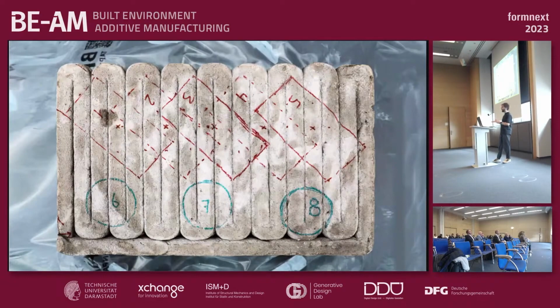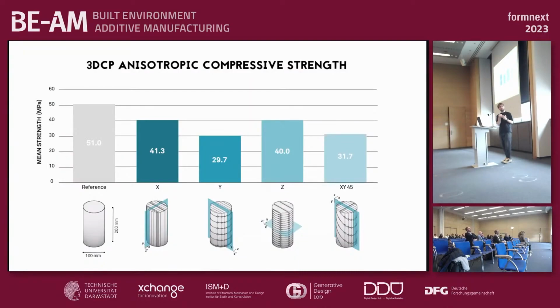series investigated the influence of the anisotropy that characterizes 3D concrete printing and 3D printing more in general. So we extracted cylinders in different directions from printed specimens, and we tested them in compression. The results highlight that there is, in fact, an anisotropic behavior in the printed concrete, and that the higher performance is achieved when the specimens are loaded along the layers in the X direction.